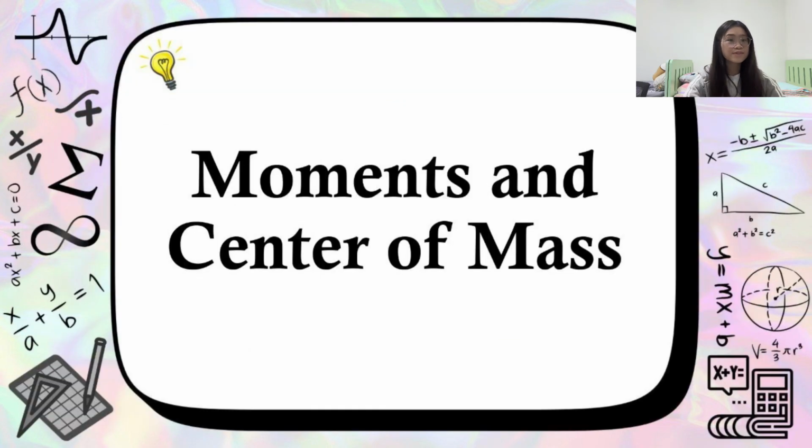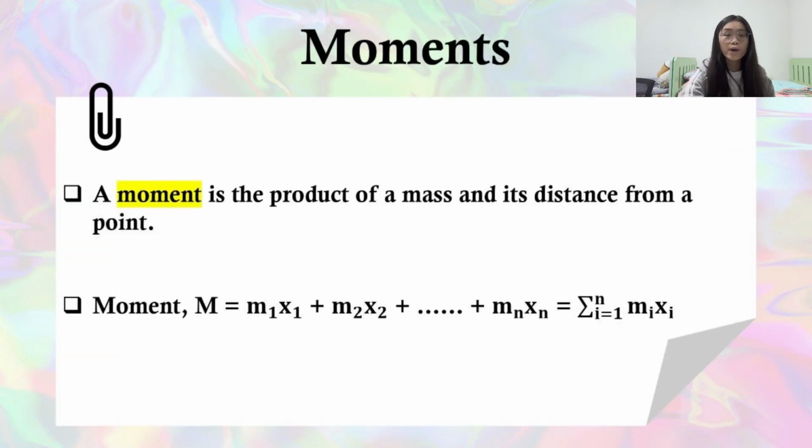Now, we come to the last topic, which is about the moments and center of mass. So, what is a moment? A moment is the product of a mass and its distance from a point. And there is a formula for a moment. The formula shows that a moment is the sum of the products of mass and its distance from a point.